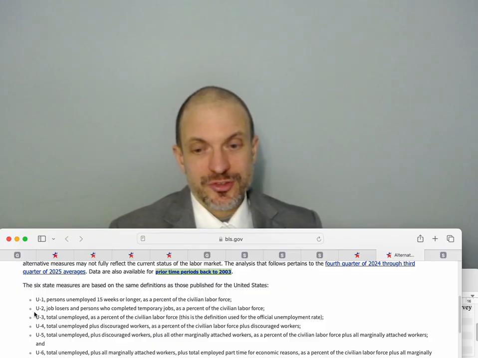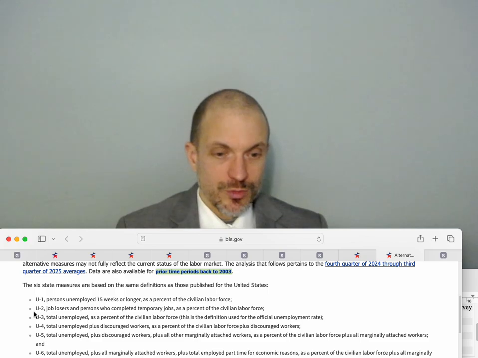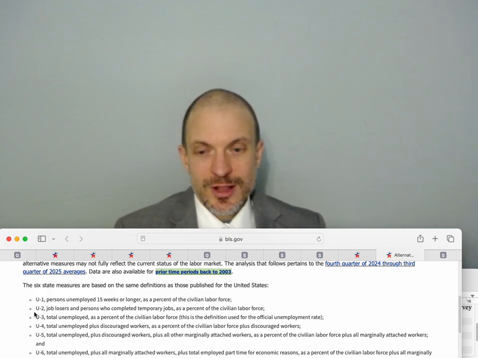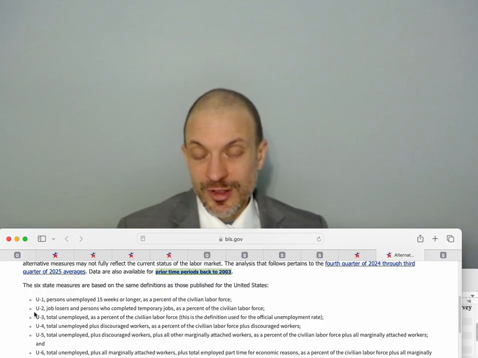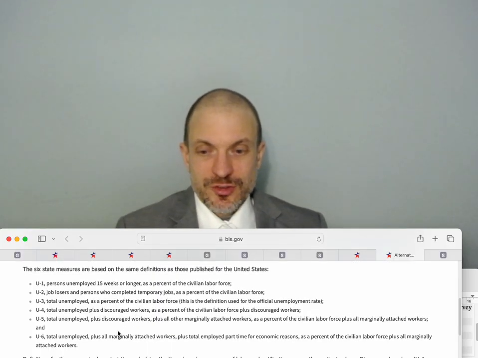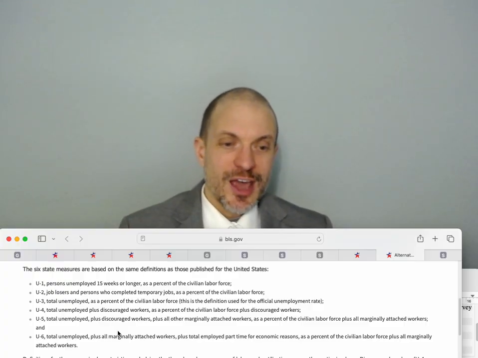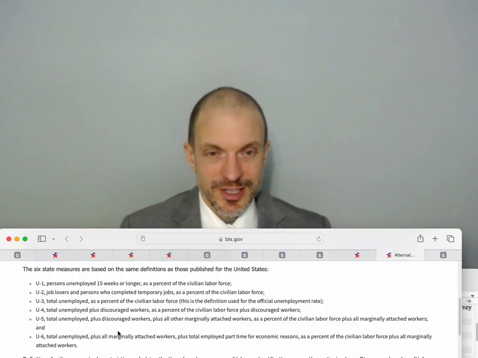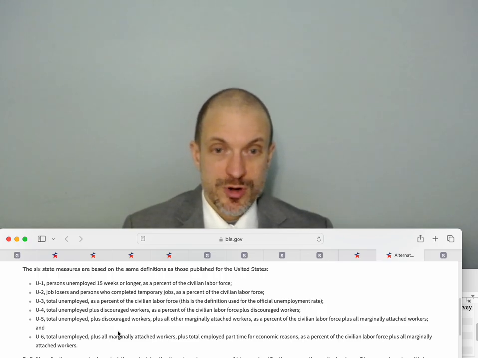U5 is total unemployed plus discouraged workers plus other marginally attached workers as a percentage of civilian labor force plus all marginally attached workers. Marginally attached, I forget exactly the precise definition, but these are people who will work occasionally, maybe even seasonal workers. U6 is total unemployed plus all marginally attached workers plus those employed part-time for economic reasons, as a percentage of civilian labor force plus all marginally attached workers. So these are people who would rather be working full-time.